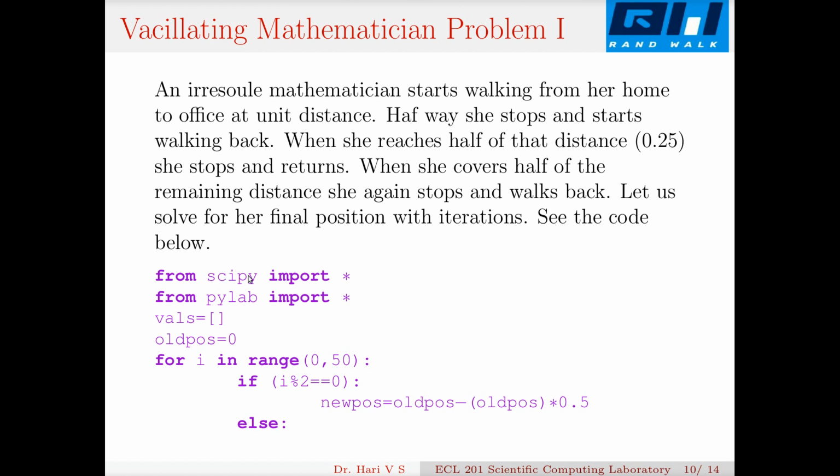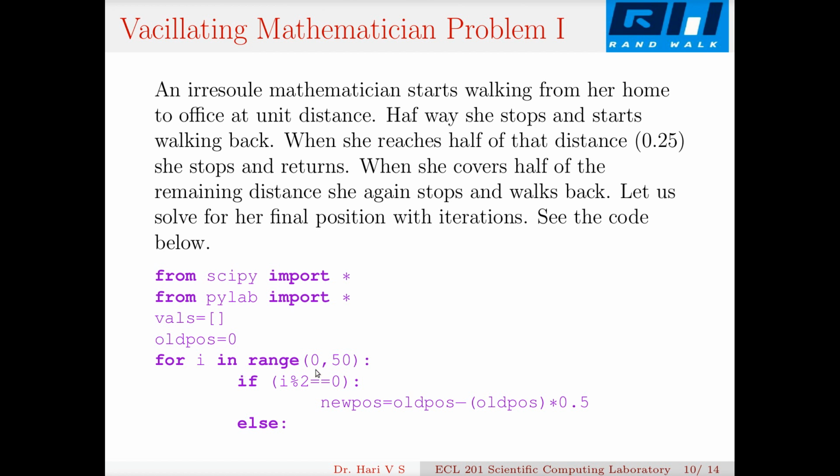I need the math libraries: from SciPy import star. From pylab, I need to plot something, so I invoke the pylab library. So her positions are here. I put her position values in a blank array. I start with the old position as 0. This is her home. Her office is at unit distance.